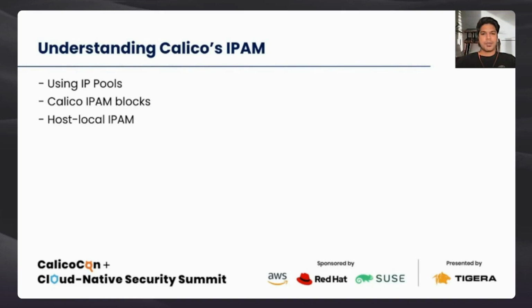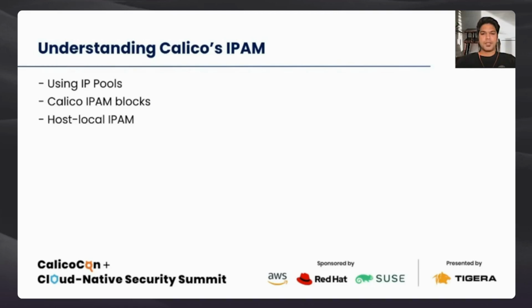Within Calico's IPAM engine, these IP pools are subdivided into smaller chunks called blocks, which are then assigned to a particular node in the cluster. Blocks are allocated dynamically to nodes as the number of running pods grows or shrinks. In particular, this means that Calico is much more efficient in its use of IP addresses when only a few pods are running on a node, and at the same time doesn't impose any upper limit on the number of pods per node.